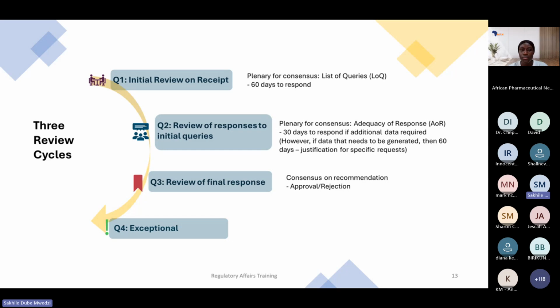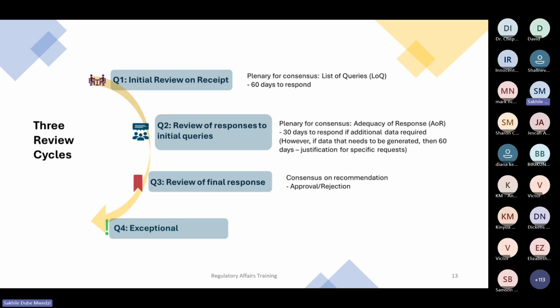We have on occasion had an exceptional Q4 stage, but this is not at the present moment an entitlement. So the first time that we review, we give you a chance to respond. The second time, again, we review and you have a second chance to put in your representations. And then the final time is we must make a decision.